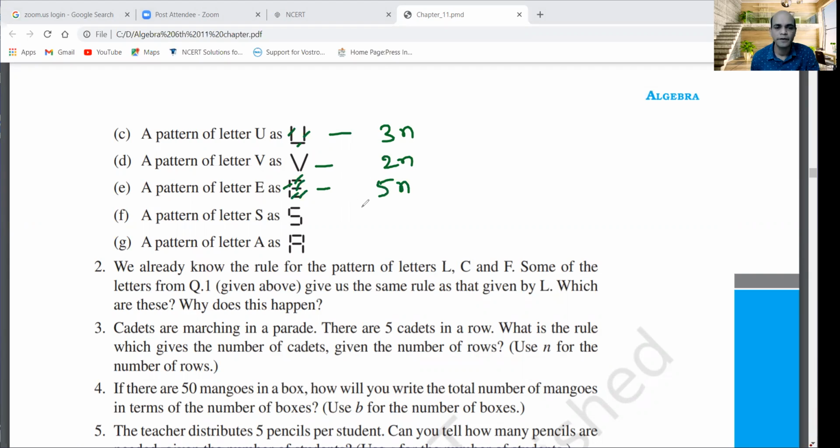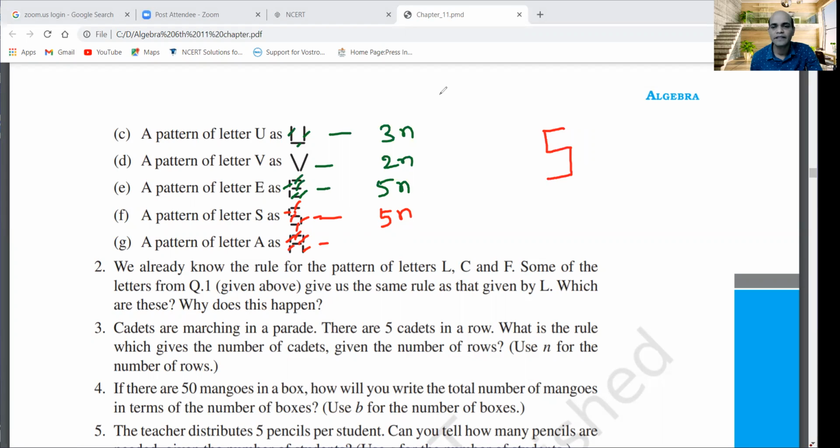Clear? Good. Now the pattern of S. The pattern of S is like this. Let me make it for you. 1, 2, 3, 4, 5. Again the same: 1, 2, 3, 4, 5. The rule is also 5n. And for this one, how many? 1, 2, 3, 4, 5, 6. We need 6. So what's the rule?